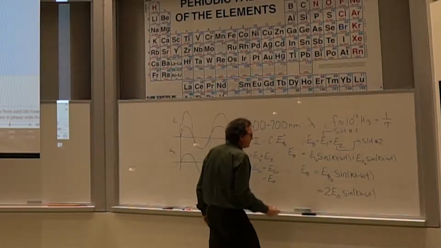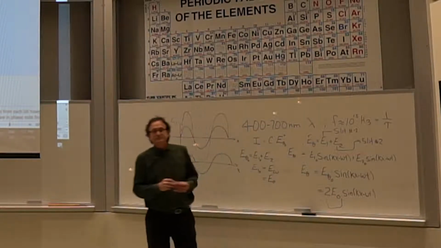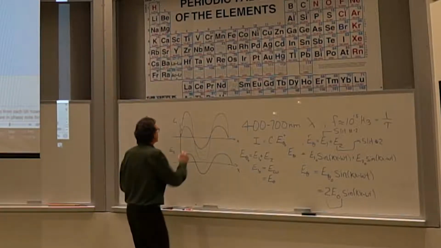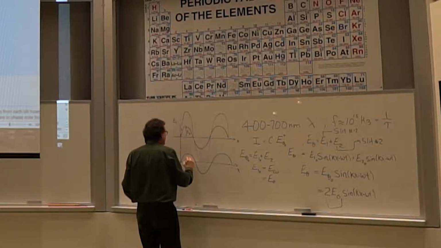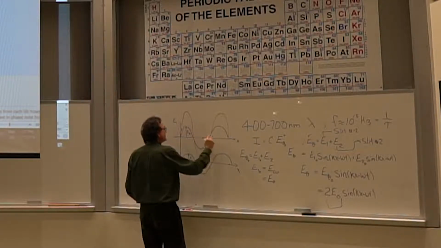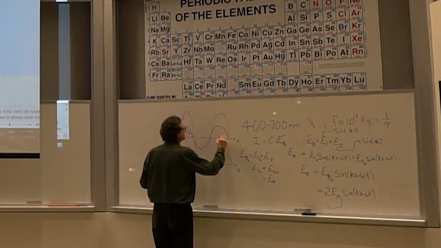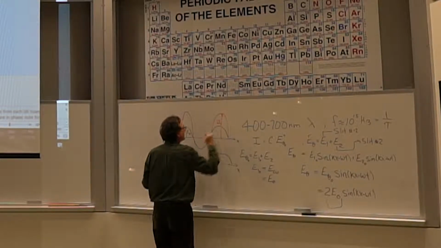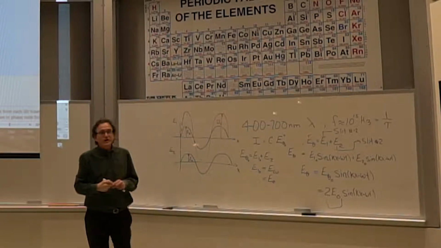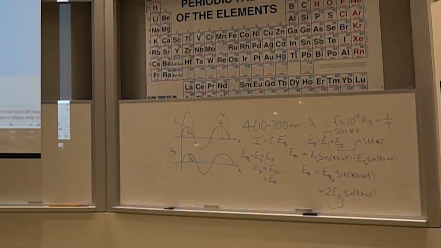So this is 2E0 times sine of kx minus omega t. What happens? I add the two sine waves together and I double the amplitude. Each one of these has amplitude E0, so this one has amplitude 2 times E0. That's when you add two sine waves that are in phase with each other.